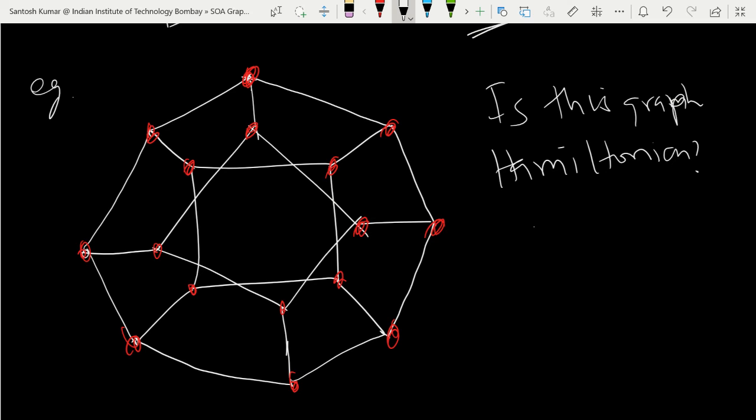Sir, it is not Hamiltonian. Okay, not Hamiltonian. So which way did you use? How did you decide? Sufficient conditions. Delta G greater than n by 2. That one can tell you it is Hamiltonian.